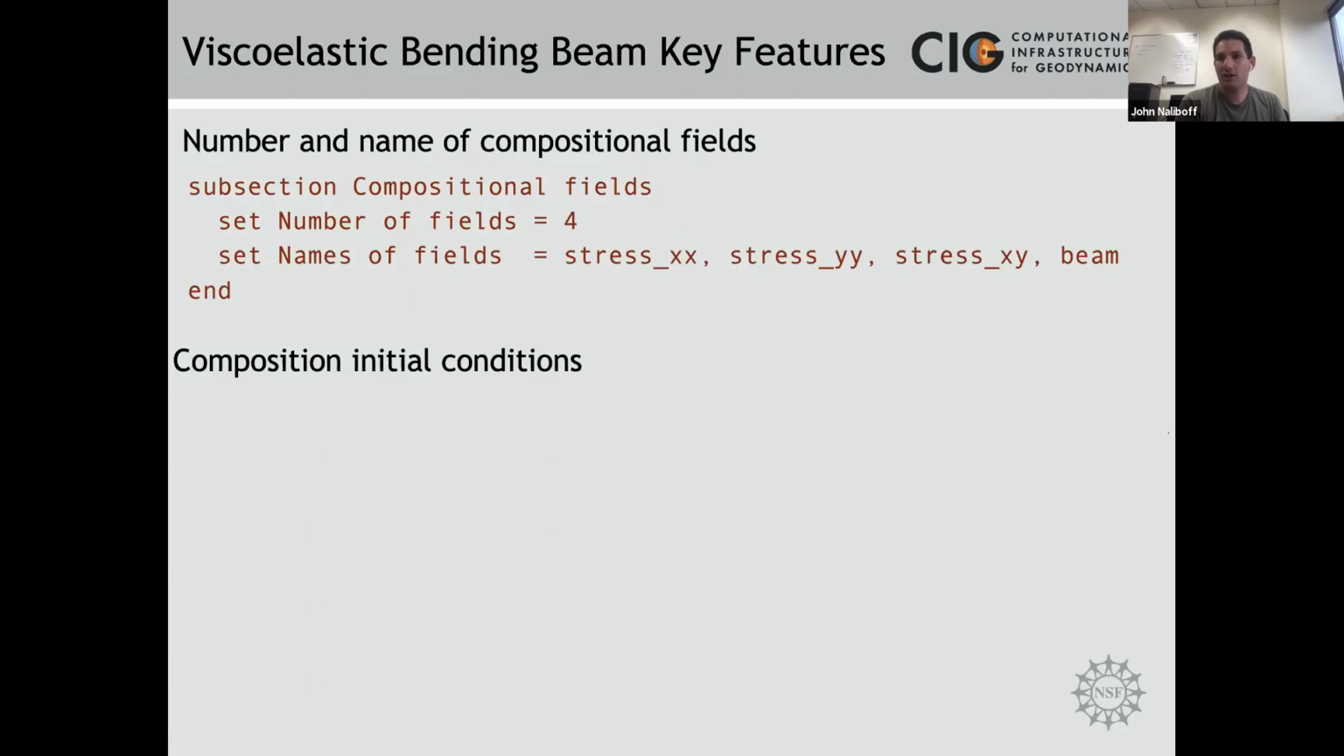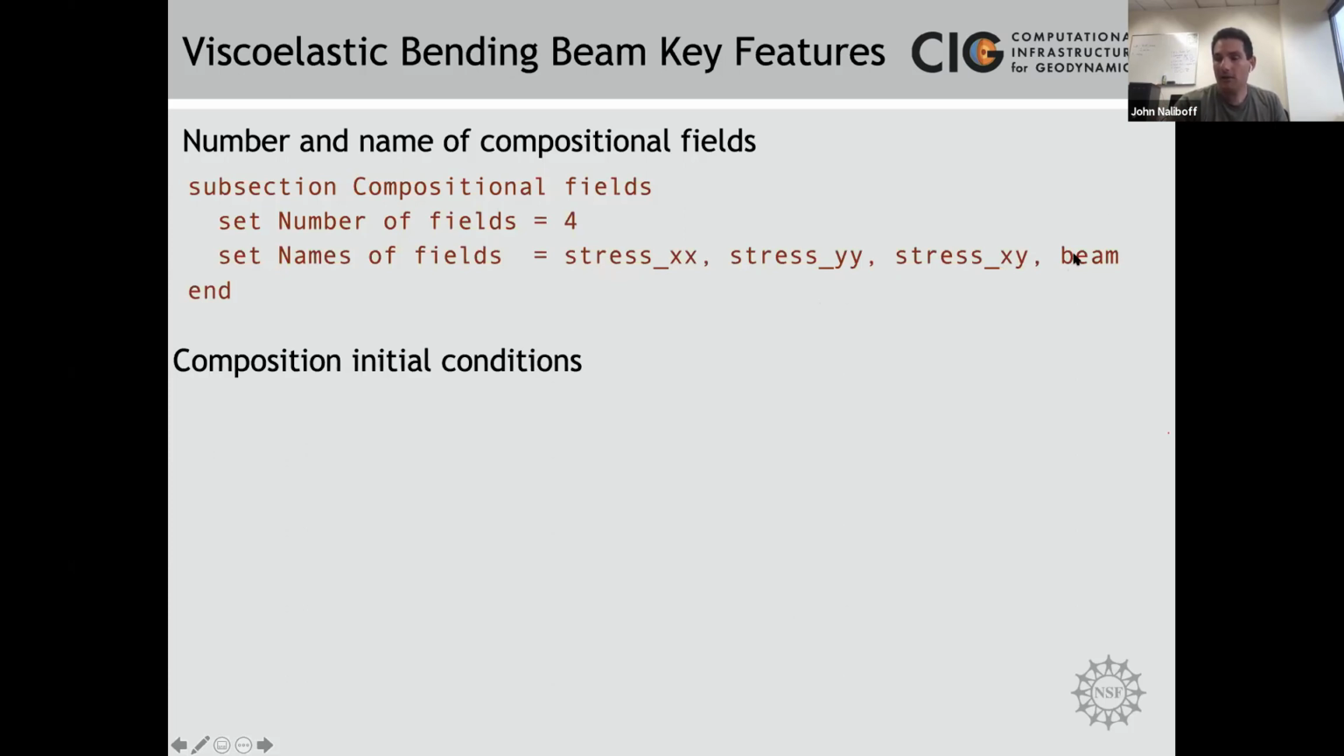ASPECT is very specific about how this needs to be done. If you have viscoelasticity turned on in your model, you need to list these fields first, in this exact order. If you don't, ASPECT is going to kill the model and throw an error message. The error message says: if using viscoelasticity in 2D, these three compositional field names associated with the viscoelastic stress tensor need to be listed first.